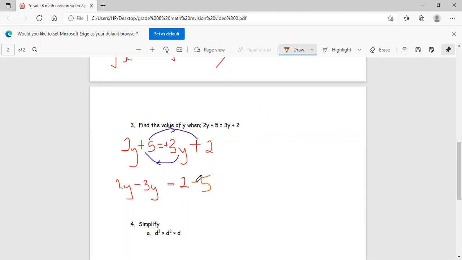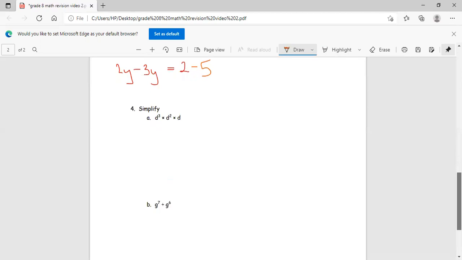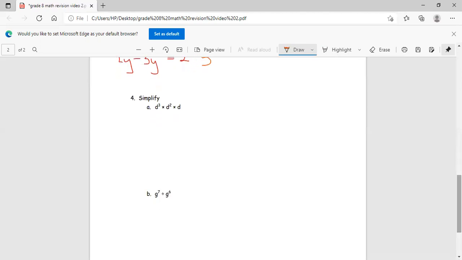So now, 2y minus 3y will give me minus y. 2 minus 3 is minus 1, so minus y is the same as 2 minus 5, which is minus 3. Because I have minus and minus here, they will cancel. So my y will be equal to 3. That is all. You can see just about 2 steps, you are done. Okay, so that is linear equation. So we have solved that. This is going to be the last question for today.